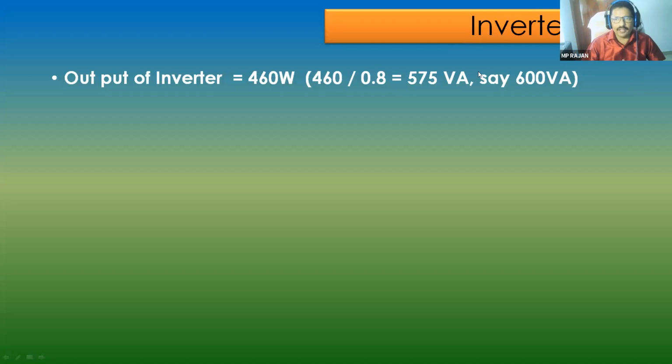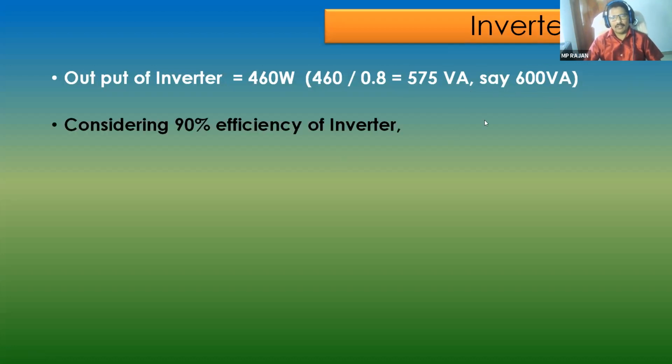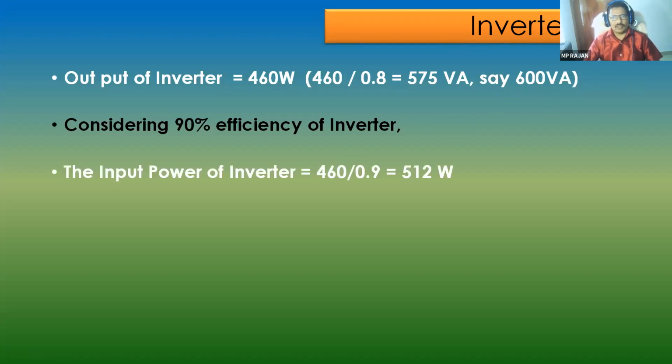So this 575 VA inverter is not available in the market. You can go for the 600 VA inverter. Normally, we go for a slightly higher value inverter for future requirement or for safety. So you can go for a 600 VA inverter. Many MNRE approved inverter lists are available. Now you have to see, for a 600 VA inverter, what are the other specifications? So what is the DC?